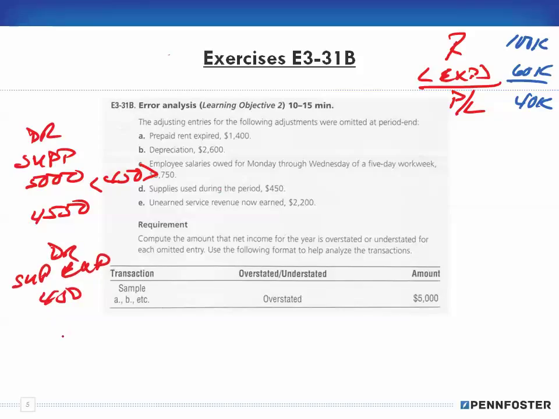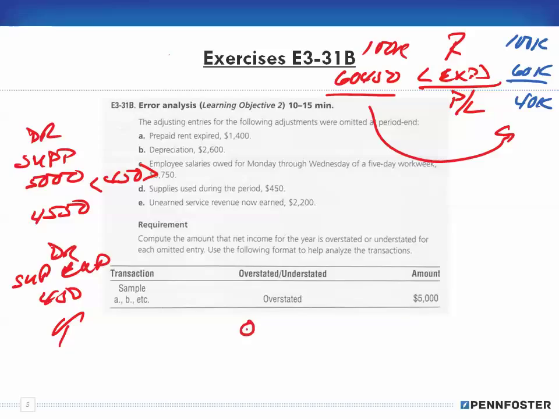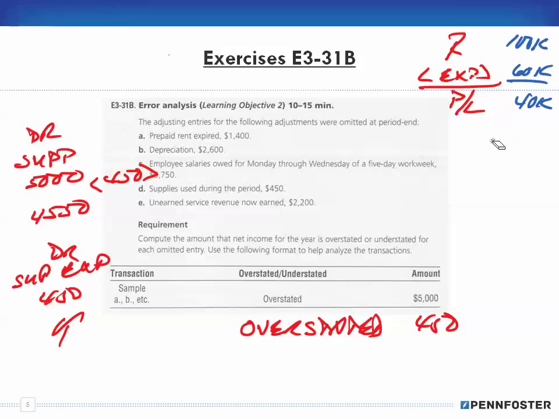Well, if I'm debiting supplies expense, that means I'm increasing my expense. So if I had 60,000, now I have 60,450, which means I'd end up with less when subtracted from 100,000. My profit or loss is going to be less than the 40,000. So by not making that entry, I am overstated by $450.